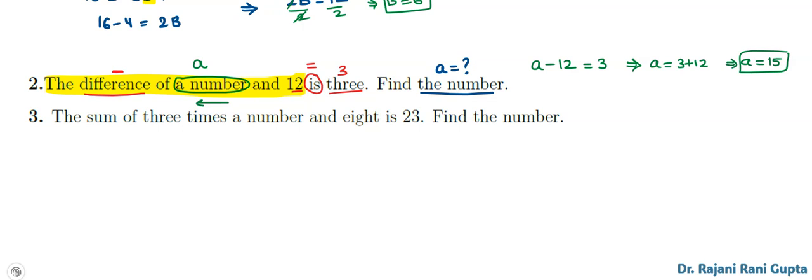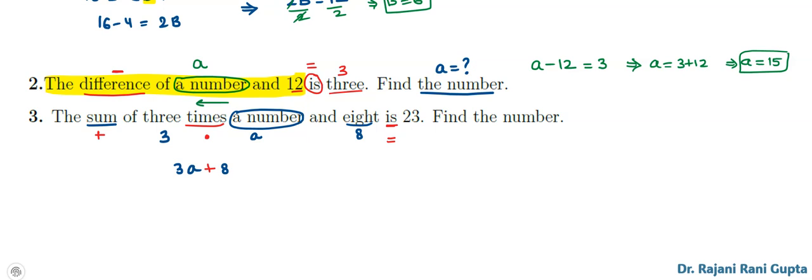Similarly, let's read the next one. The sum of 3 times a number and 8 is 23. First, sum means plus. For times, we will use multiplication. For is, we will use equal. Let's use the numbers. 3 times means multiply by 3. A number means A. Sum means we are going to add. What are we going to add? We are going to add two things: first, 3 times a number, which means 3A, and 8.